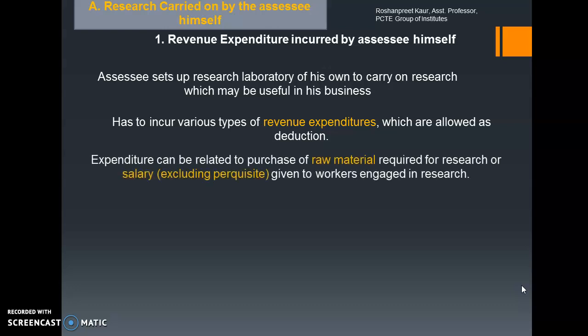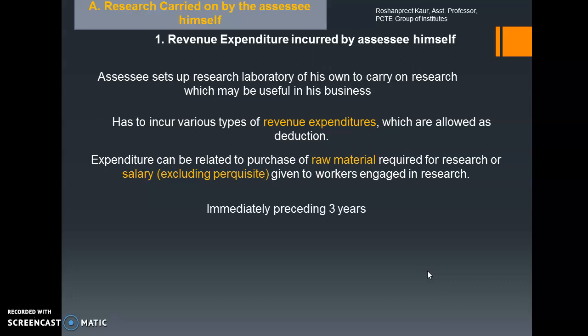now this expenditure can be in the form of purchasing raw material, or giving salaries to the employees or persons engaged in the research. These kinds of revenue expenditure are allowed as a deduction. An important thing to be noted is that when we talk of salary here, it does not include the perquisites the assessee is providing to such employees. So perquisites are not regarded as an allowable expense.